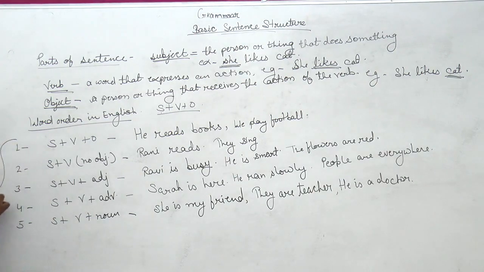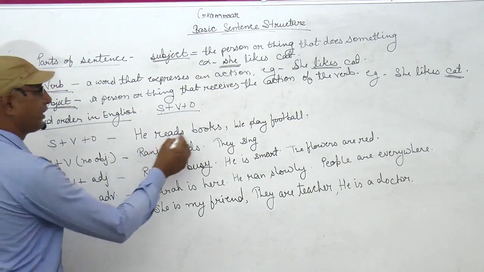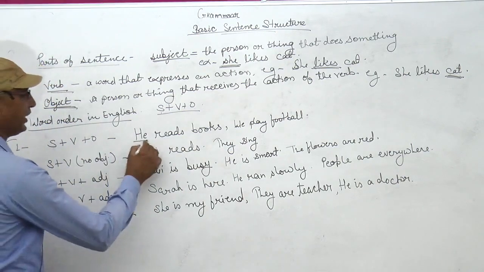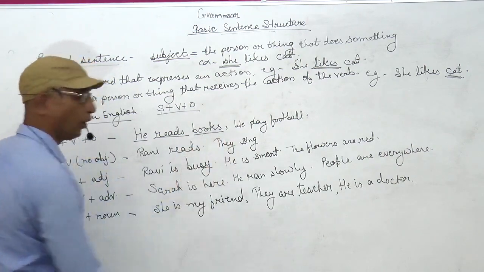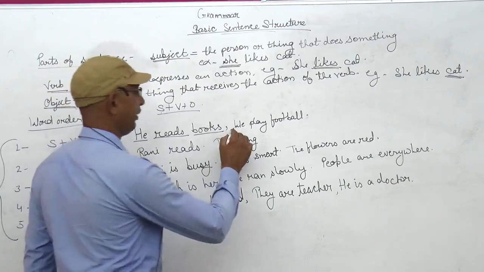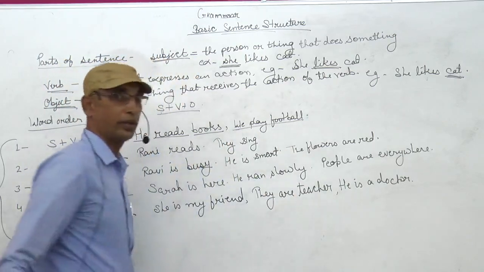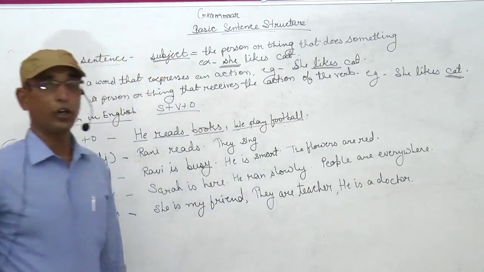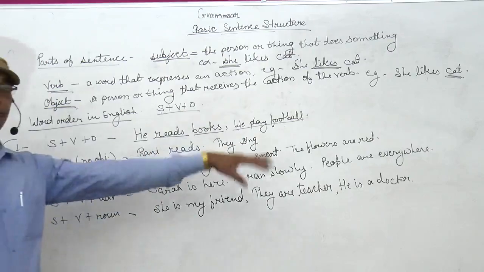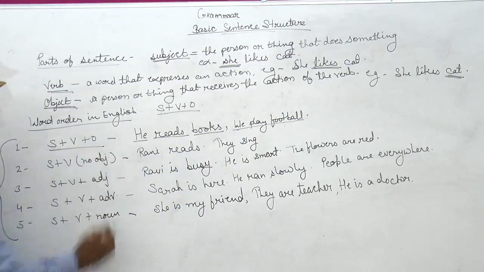And in English there are basically 5 structures. First is subject plus verb plus object. For example, he reads books. Here in this sentence, he is subject, reads is verb, and books is object. Second example, we play football. Here we is the subject, doer of the action, play is verb, and football is object, receiving the action of the playing. So this is the first structure: subject, then verb, then object.